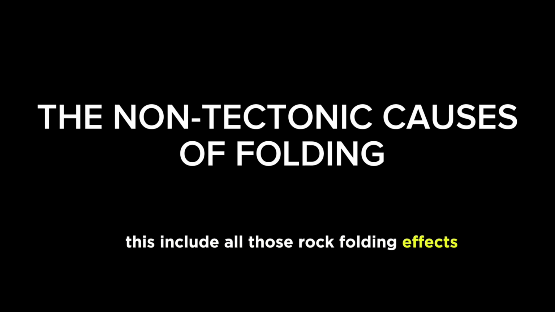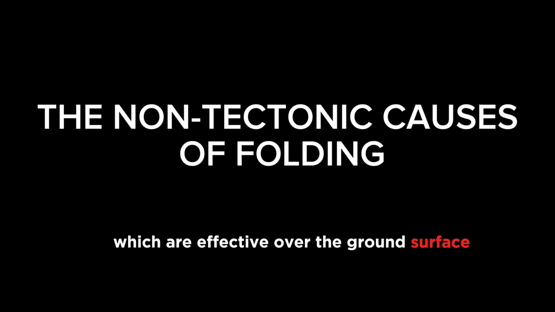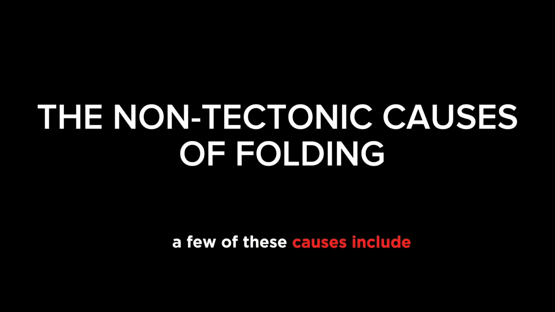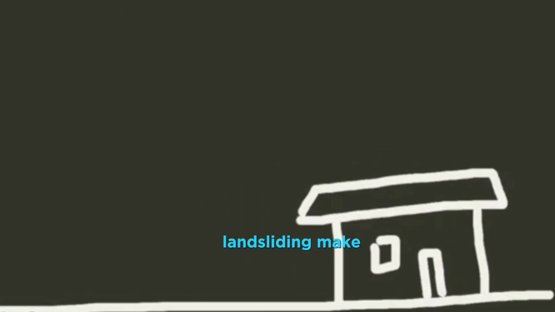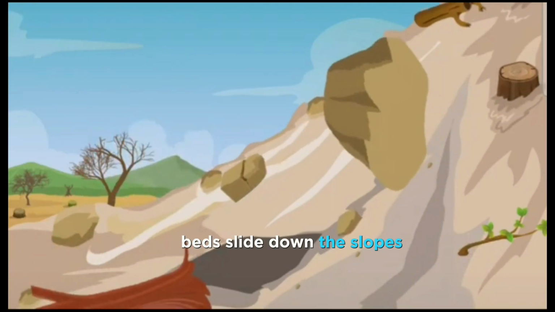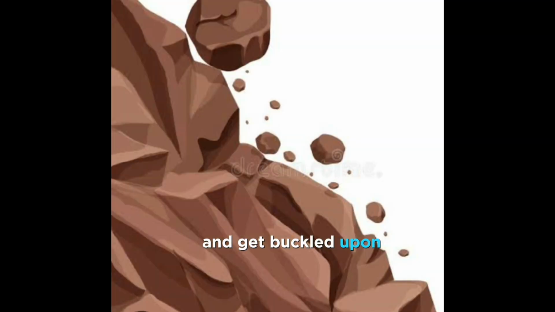The non-tectonic causes of folding. These include all those rock folding effects which are effective over the ground surface, resulting mainly under the influence of gravitational force. A few of these causes include: first is landsliding, second, creeping, third, differential compaction, fourth, isostatic settling, five, subsidence into solution cavities, and lastly glaciation. Next is landsliding. Landsliding may sometimes produce folding when large parts of rock beds slide down the slopes and get buckled or folded because of compression produced during their coming to rest.